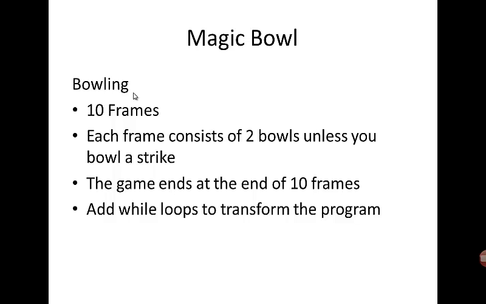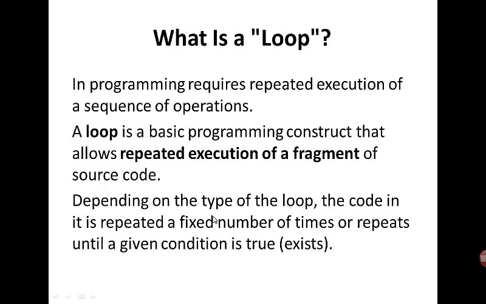Now today we're going to update that bowling game to mimic a true bowling game. Most bowling games are composed of 10 frames, and each frame is composed of two bowls, unless you bowl a strike. The game ends at the completion of the 10 frames. We want to transform our program to mimic that, and we're going to do that today by using while loops.